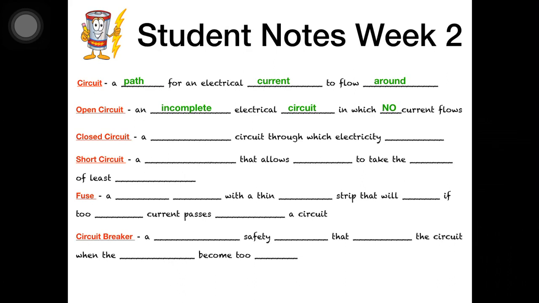Okay, let's go ahead with the next one. Closed circuit. A closed circuit is a complete circuit through which electricity flows. So if it's closed, it's complete. If it's open, it's incomplete. Okay, so go ahead and fill in those two words for closed circuit, complete and flows. A closed circuit is a complete circuit through which electricity flows.